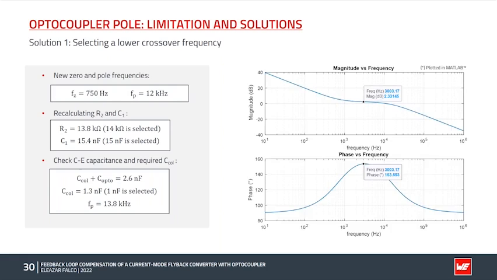And here we see the results of this compensator design. At 3 kHz, 2.3 dB, and 153.6 degree phase are provided. We see that the results are very close, but not exactly equal to the specification. And this is because we use the standard values for the components instead of the exact calculated ones.